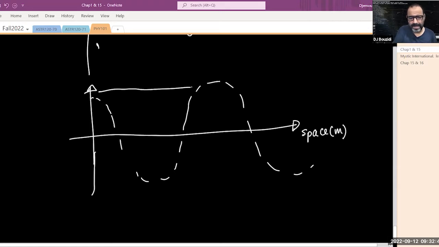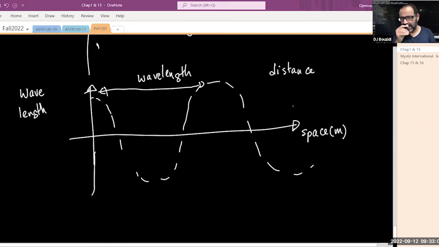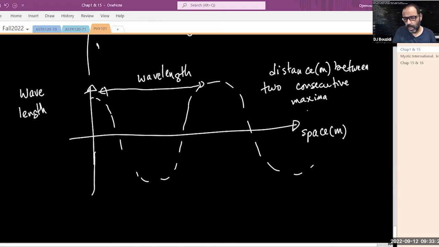Again, this distance from a maximum to a maximum is what is known as a wavelength. There are two words in this word: wave, which is what we're talking about, and length. So what I mean by wavelength is the distance. When I say distance, I really mean meters. It's the distance between two consecutive maxima or minima or similar points.